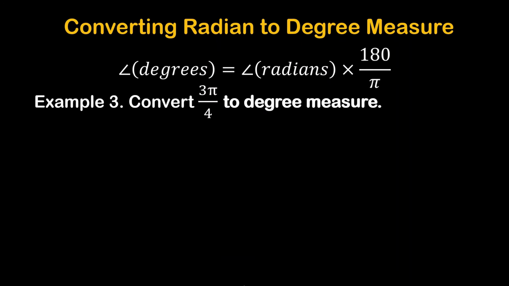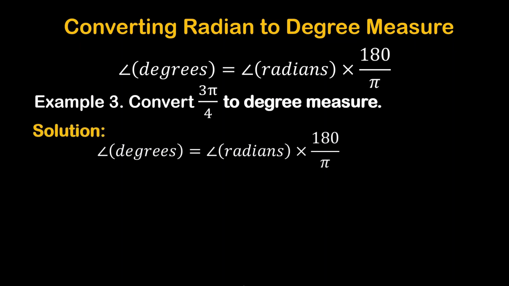So, here, convert 3 pi over 4 to degree measure. Okay? Again, to convert radian to degree, don't forget na ang gagawin lang natin is i-multiply lang natin ang ating radian measure by 180 over pi. So, dito, from our given example, ang ating radian measure is equal to 3 pi over 4. Then, i-multiply lang natin yan by 180 over pi.